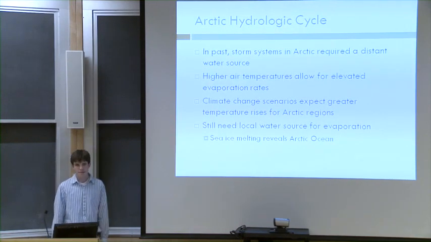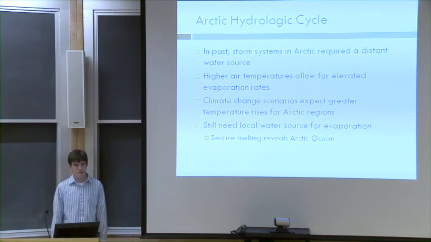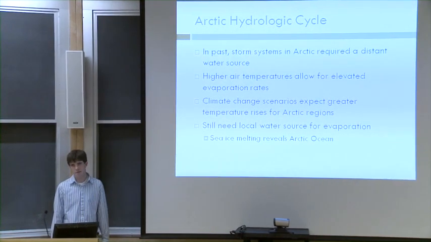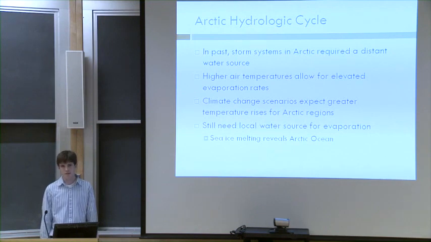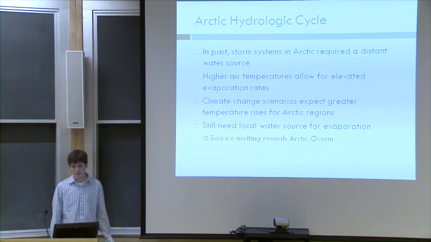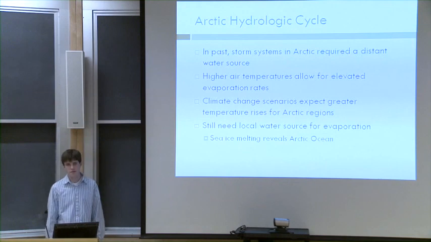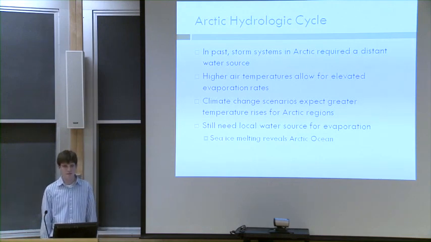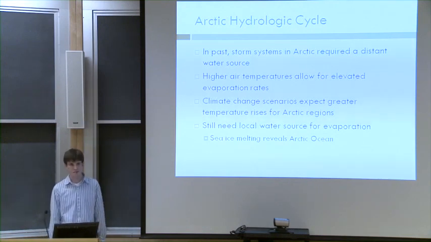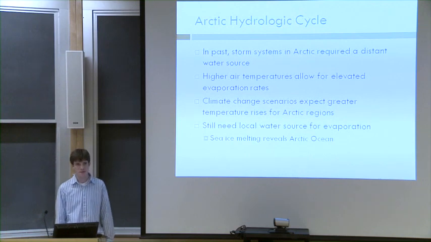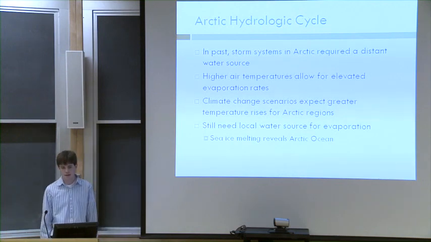So in a climate change scenario with warmer air temperatures, you would think that greater evaporation rates over the Arctic area could occur, which would allow for more moisture in the air. But we need an actual local source of water to be able to have this process occur. So this is where the melting of sea ice becomes a major player, which allows evaporation to come from a local source.